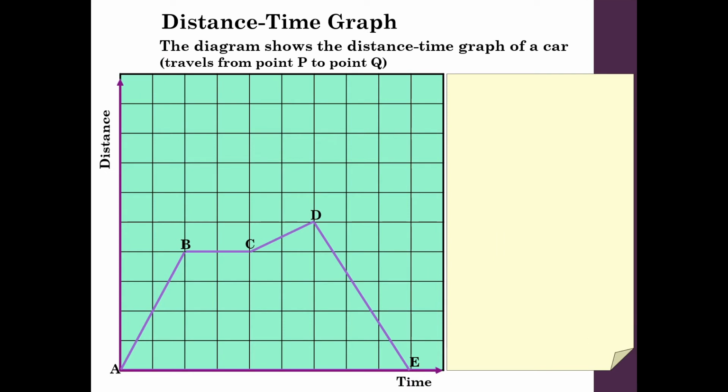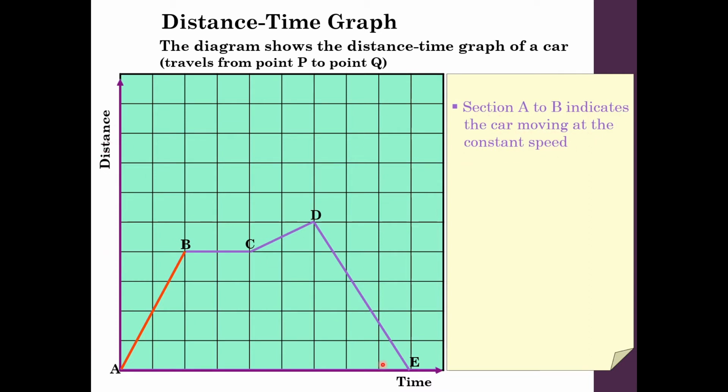Okay, so now this diagram shows the distance time graph of a car travelling from point P to point Q. Okay, so based on this graph, how are we going to describe the motion? Okay, so let's start with the first motion here, A to B. So from A to B, it is a straight line, okay, with a positive gradient. So it actually indicates the car moving at a constant speed.